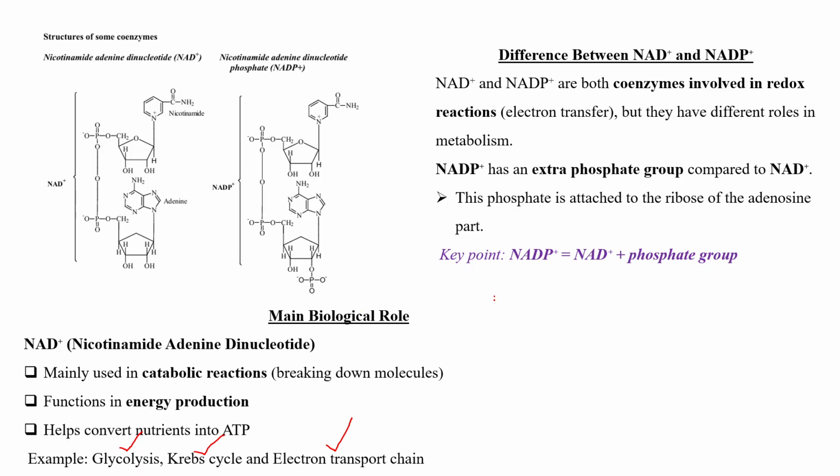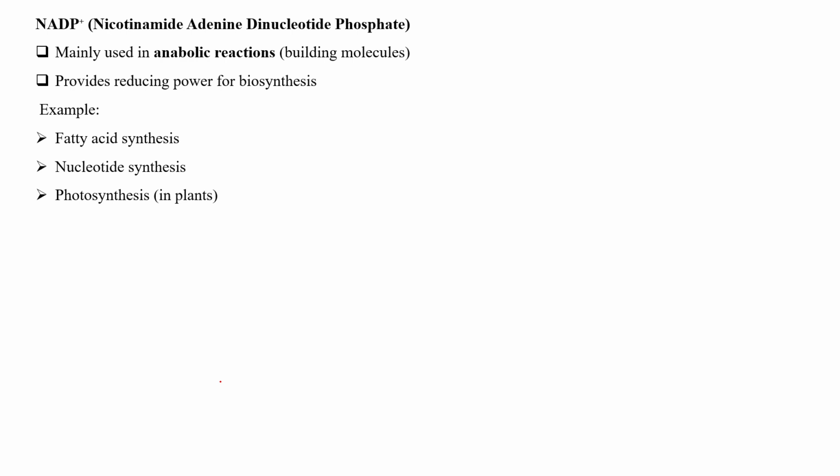Now there's something I want to make clear here. We have NAD plus and we have NADH. NAD plus and NADH are the same, just that one is oxidized and the other is reduced. NAD plus is oxidized nicotinamide adenine dinucleotide, and NADH is reduced nicotinamide adenine dinucleotide. The same thing applies to FAD and FADH2, the flavin adenine dinucleotide. We have the reduced and we have the oxidized. The one without the H2 is the oxidized, and the one with the H2, which is the FADH2, is the reduced. So for NADP plus, let's look at its major roles.